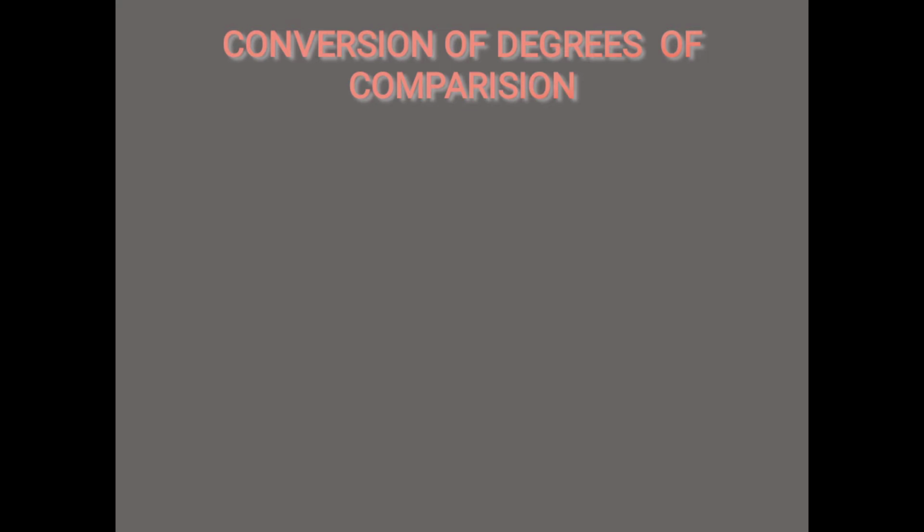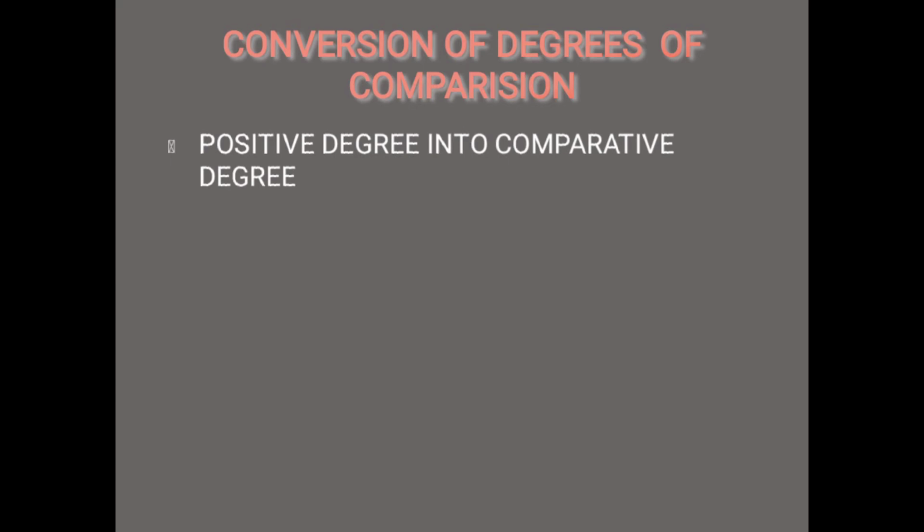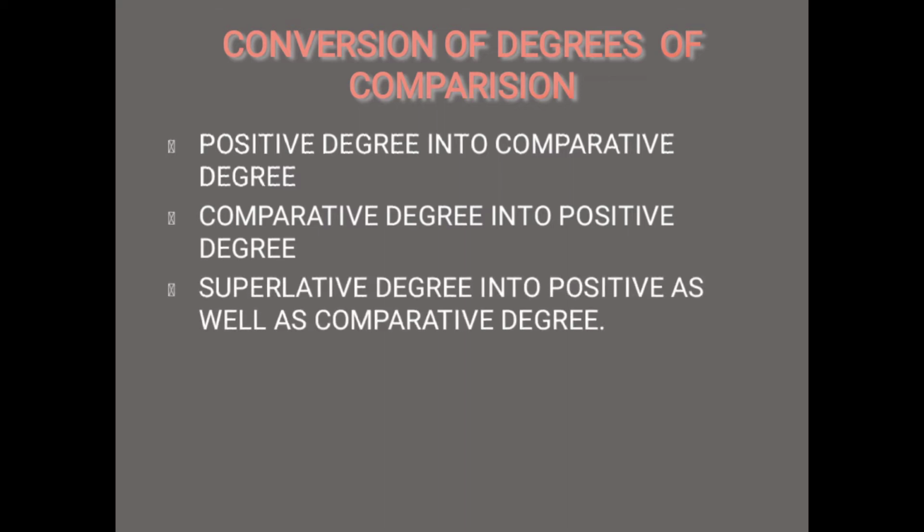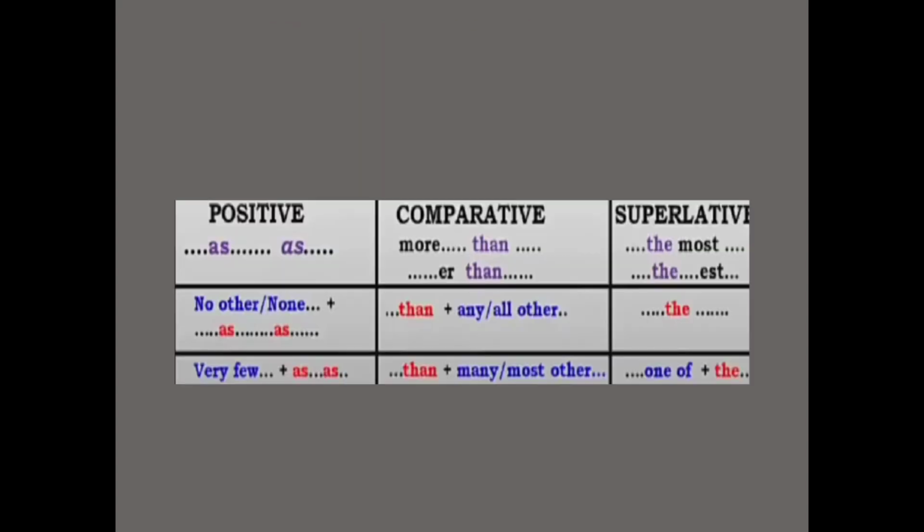So we will study which degree is converted into which degree. Fine. So first of all, it is positive degree to comparative degree. Whenever the question is given to you in the positive degree, it will be converted into comparative degree. When the question is given in comparative degree, it will be converted into positive degree. That is vice versa. But if the question given to you is in the superlative degree, it is converted into positive as well as into the comparative degree. See, the table is given over here.